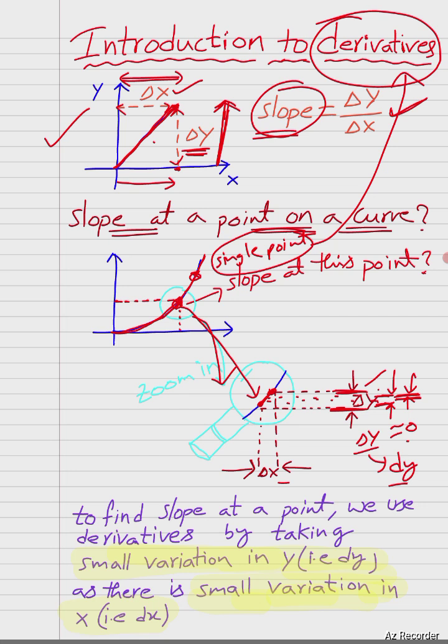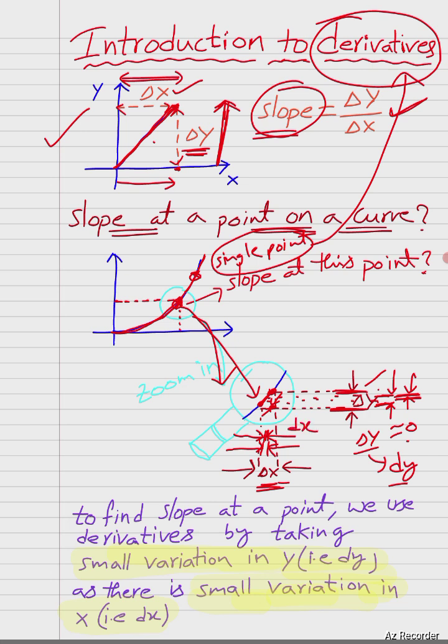Now here also I do the same thing. This gap I will reduce. Now I will reduce it further. So I will reduce this delta x value so that the points almost coincide. So now I will get a single point only. So this delta x slowly became dx.